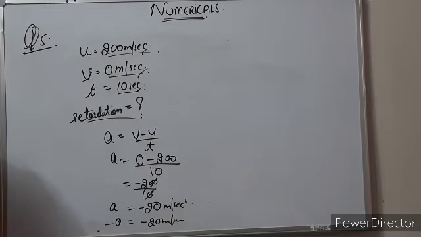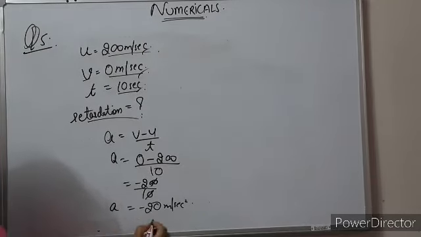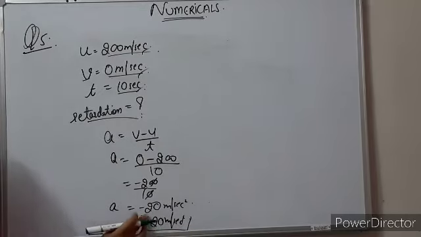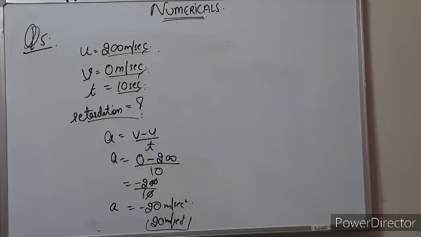Okay. So what is retardation? It will approach 20 meter per second square. Why we have not written negative over here? Because negative already means retardation. So they are asking retardation means they are asking negative.